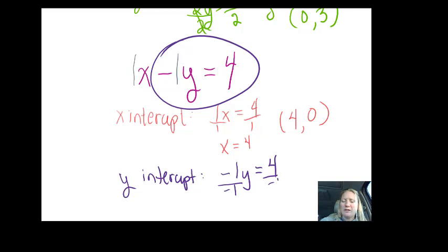So I divide by negative 1. And this time you've got to be careful. Remember, when you're dividing, if one signal is negative, the answer is negative. So I get negative 4. So my y-intercept is (0, negative 4).